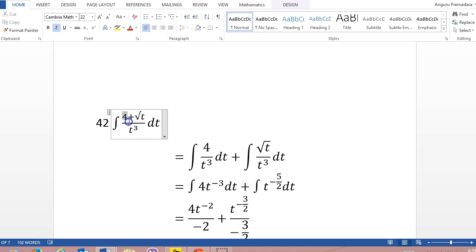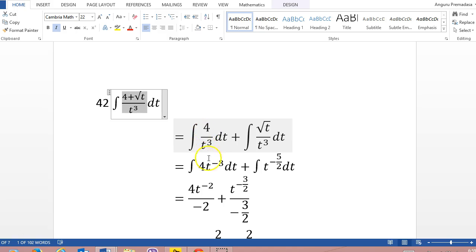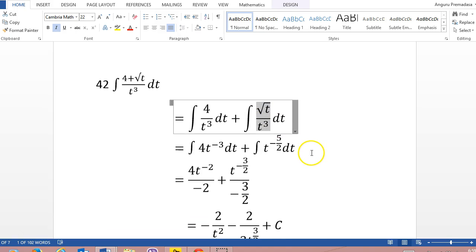So what I have done is I have split the 4 over t cubed as one part, and then I split the square root of t over t cubed as the other part. Now I can rewrite this as 4 times t to the minus 3 dt. And the other part can be simplified: t to the 1/2 divided by t to the 3. If you subtract the exponents, you get 1/2 minus 3, which is negative 5/2. So when you have a situation like this, always simplify before you do anything.